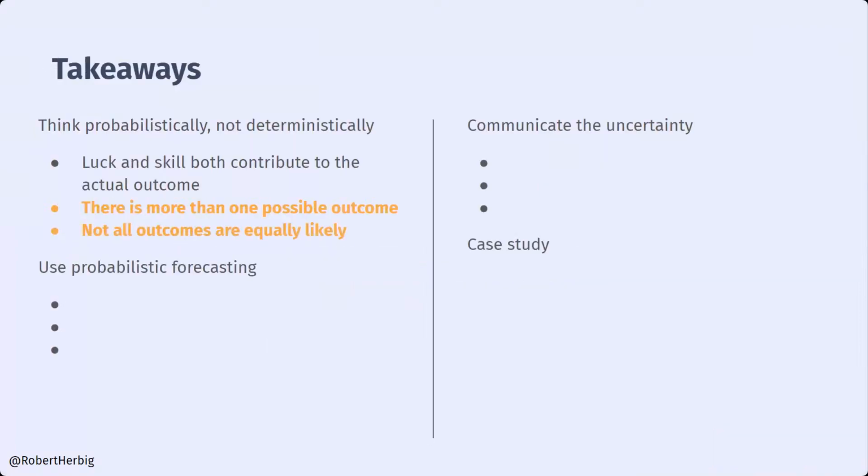Next, and I've kind of put these together, there's more than one possible outcome, and they're not equally likely. And you may look at that and say, well, duh, but it's easy in hindsight, and there's a reason we have this saying, hindsight is 20/20, because it's easy in hindsight to look at something and say, well, that's what was going to happen. And in truth, that's not the best way to look at it.